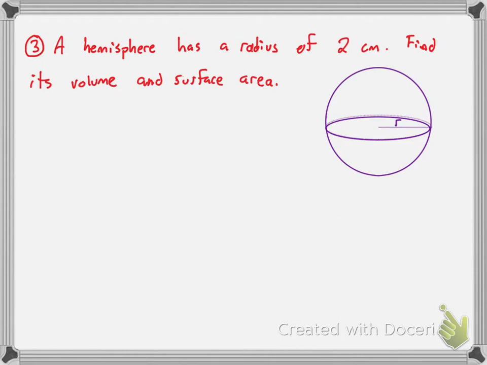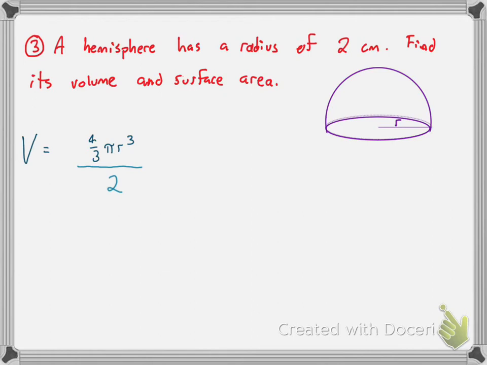The last example that we're going to look at today is dealing with the hemisphere. So a hemisphere has a radius of 2 centimeters. I want to find its volume and surface area. So in that picture, I could see I have a whole sphere. A hemisphere is going to be half of that. So for volume, it's pretty straightforward. For volume, all I do is cut whatever answer I get by 2. That will give me half of the sphere's volume, aka the hemisphere volume.